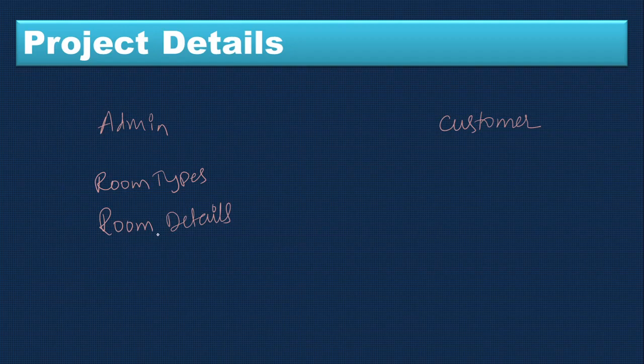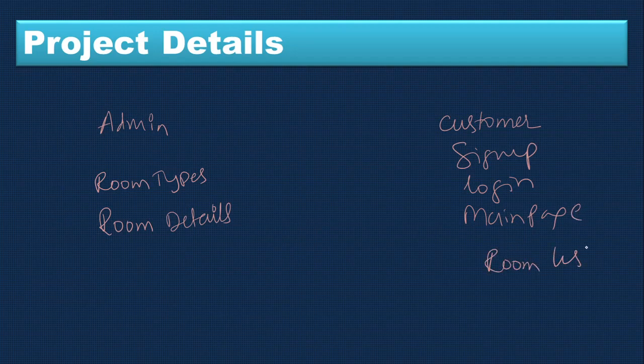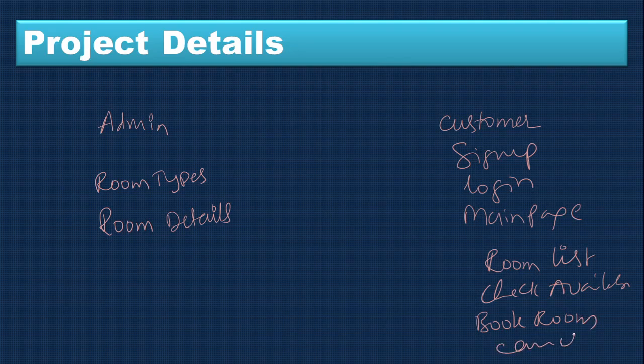Right, so when you have room details, now a customer can sign up, they can log in, and they go to the main page, where we have menu options. Here they can see the room list. They can check availability. Then they can book the room, and they can cancel the room.